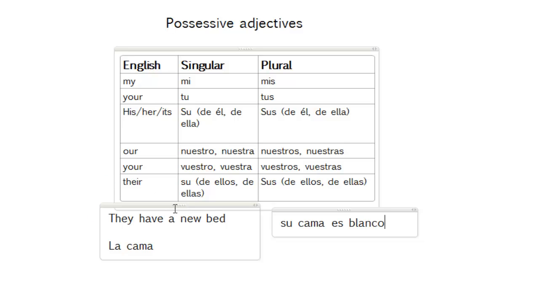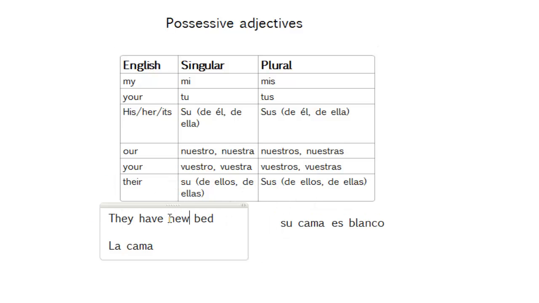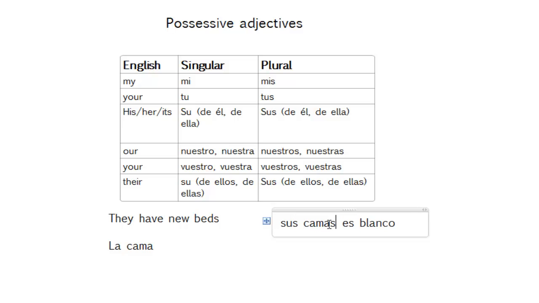Okay. They have new beds. And then you would change sus camas, and this one would change because it's plural, so it's son. Oh no, son. No, we're not talking Portuguese here. Son blancos. Okay, sus camas son blancos. Blancas. I'm very unsure about that. I have to look it up, and if I find out, I'll add a little extra.